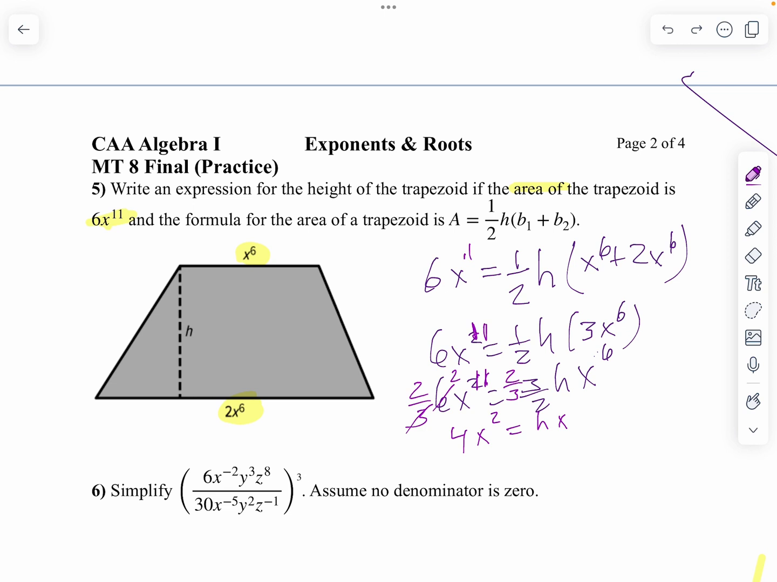So I divide both sides by x to the 6. And we get 4x to the 5th power. And there's your answer.